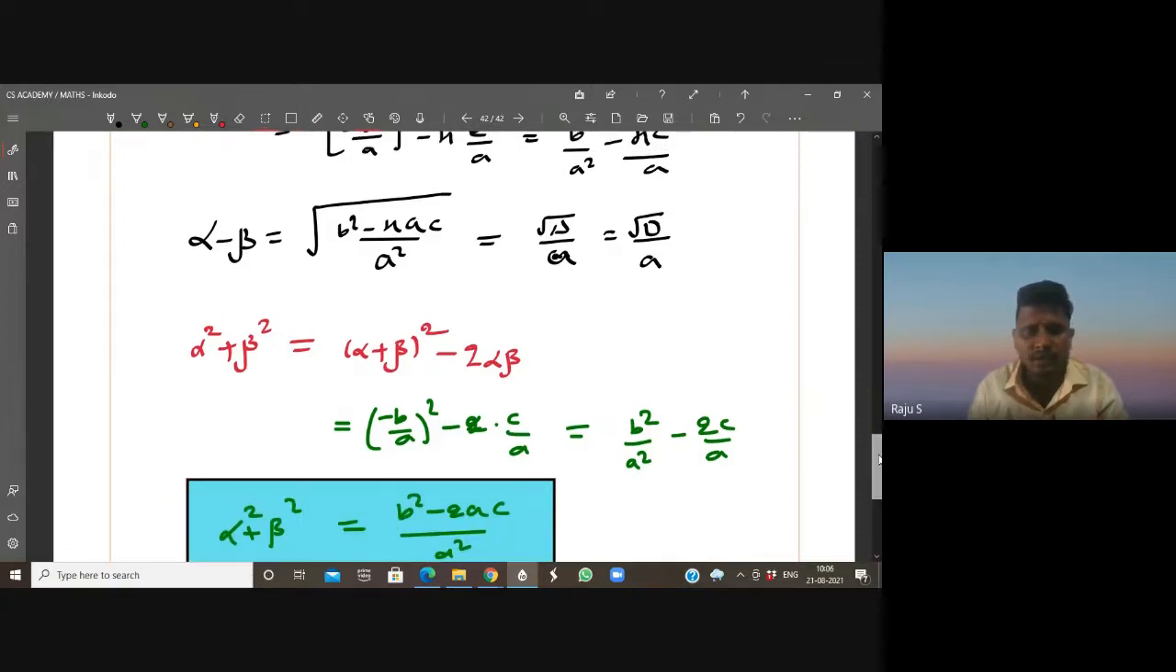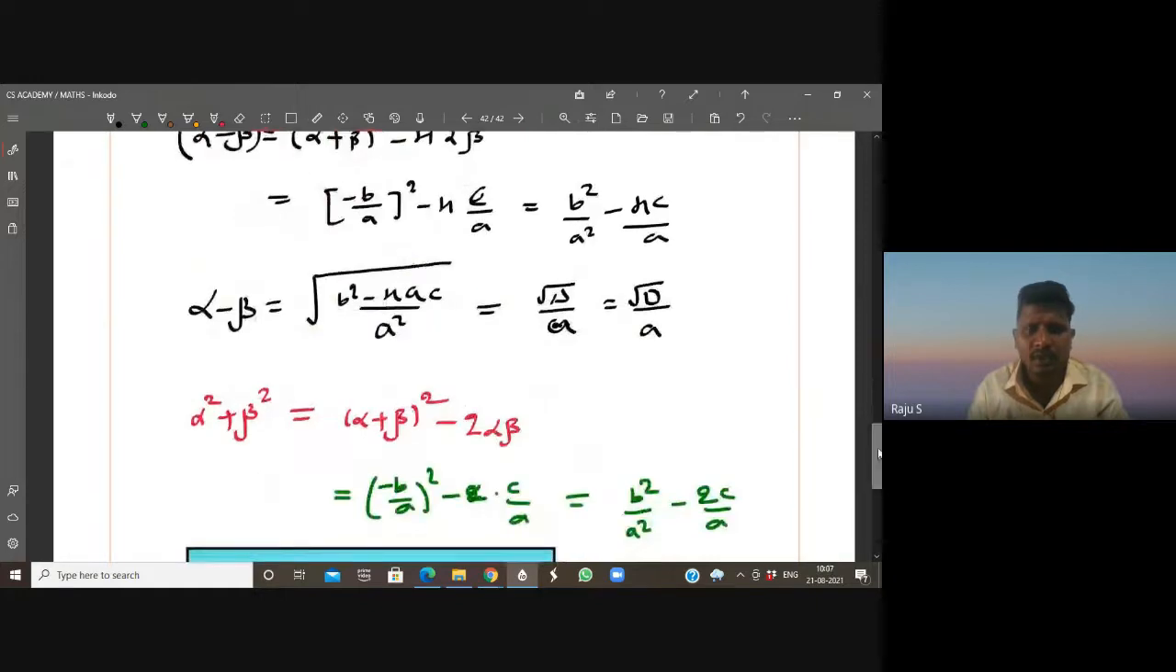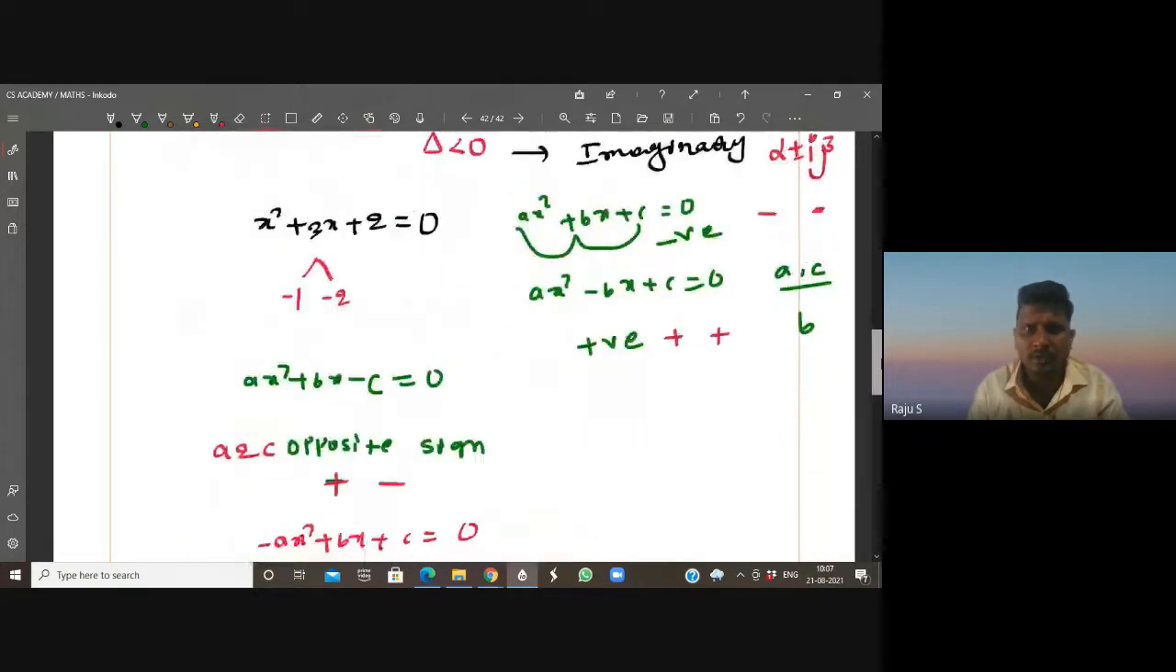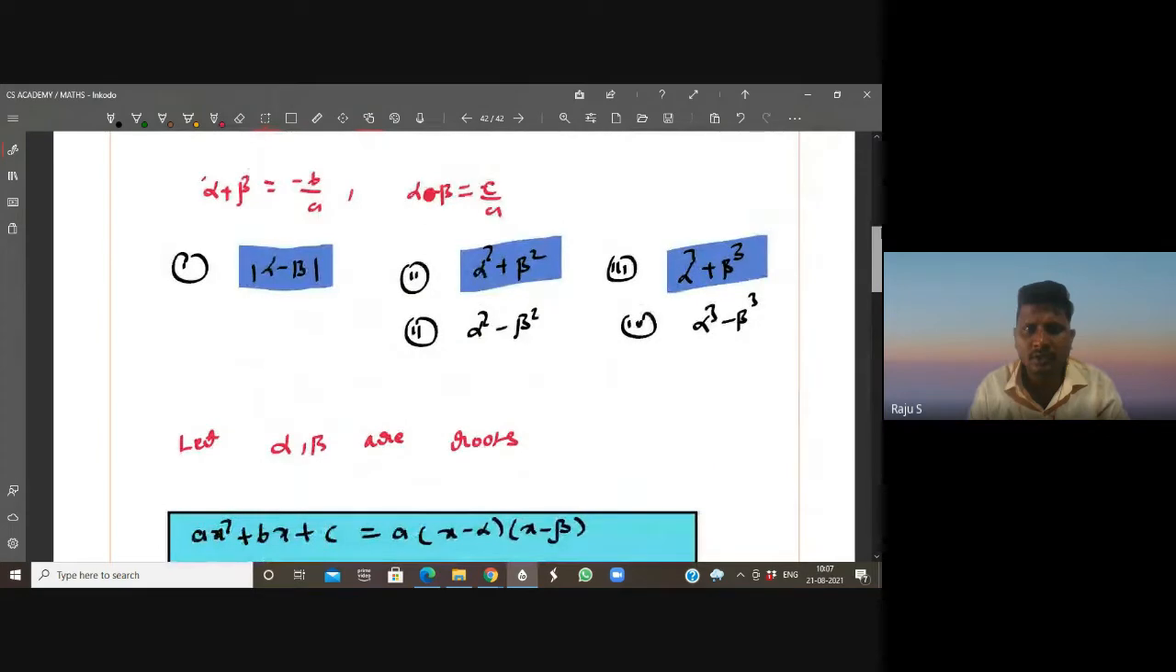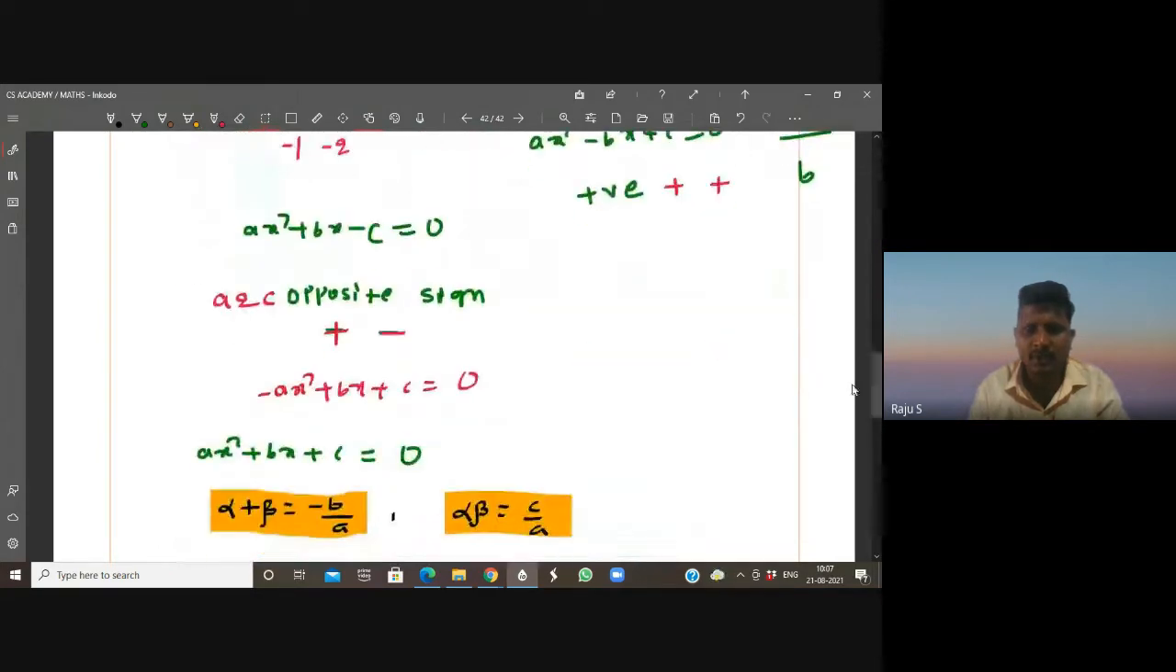Is it clear, students? So here, I told you I'm going to derive alpha square plus beta square and alpha cube plus beta cube. Let us see then alpha cube, beta cube.